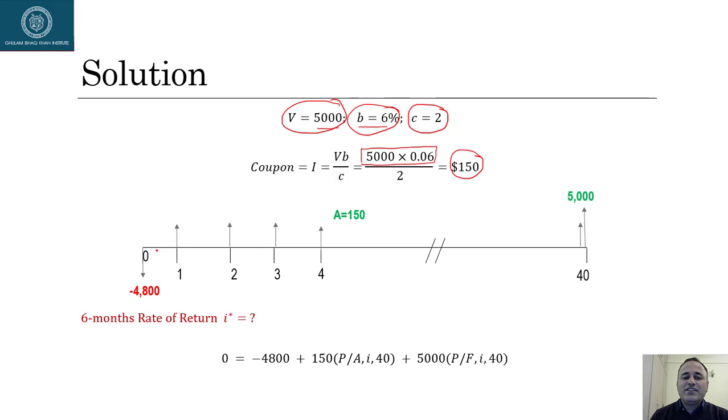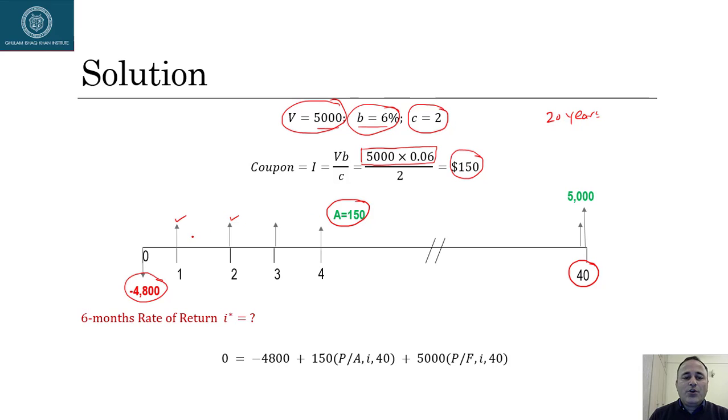Now this is the cash flow diagram for the investor. So the investor, as you can see, invested $4,800. So that's why it is with a negative sign. But the investor is now getting $150 after 6 months. The bond's maturity, as you remember, was 20 years. So that's why there are a total of 40 periods in this cash flow.